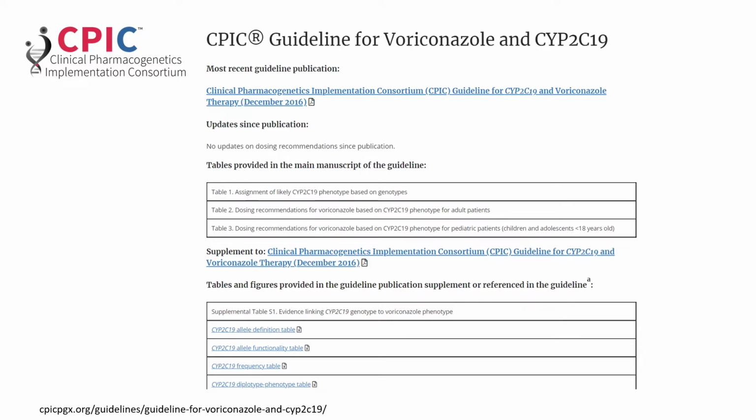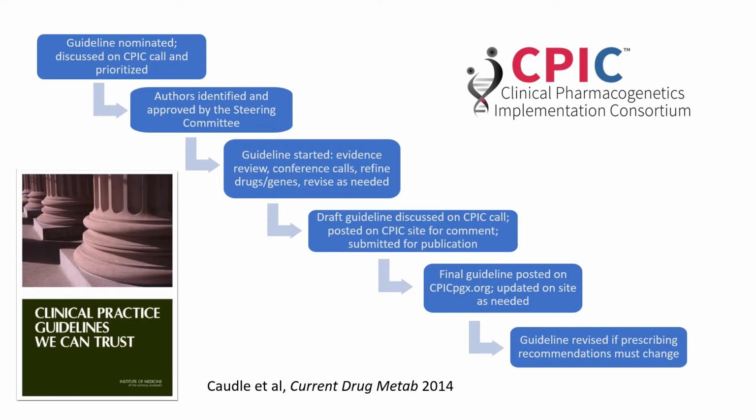We've got the guideline in here, we've got the supplement, and then down here at the bottom, and I'll show you guys examples of these tables that are very helpful, I think, for many that use our guidelines, are what we call our implementation resources that have our little definition table, our little functionality tables, our frequency tables, and our diplotype to phenotype tables.